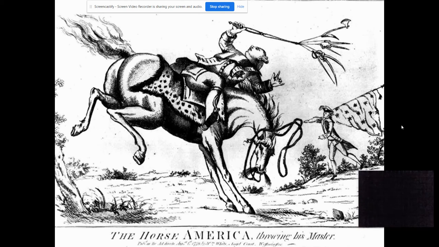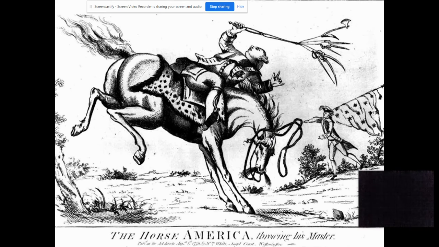But right now, I just want you to think about this, and I'm going to go through the features with you. This is a political cartoon from the 1770s or so. Notice at the bottom there's a caption. The caption says, "The horse America throwing his master." When you're looking at a primary source, your job is to dissect all the symbols, all the stuff going on, whether it's a map, a chart, a picture, or a cartoon like this. That's going to tell you more about the ideas we're studying.